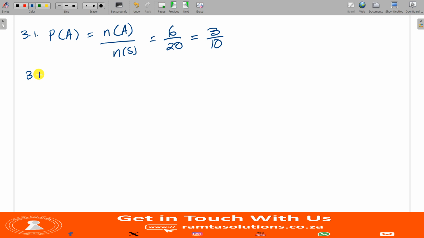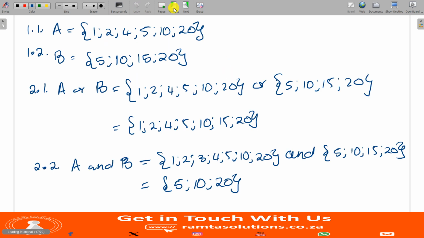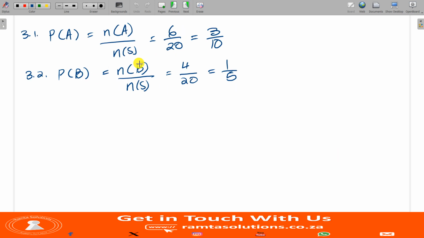Now 3.2 must be asking us for the probability of B. Remember, B is multiples of 5. If my memory serves me well, it'll be 4 over 20. This is 1 over 5. Let me go confirm. 1, 2, 3, 4. Oh yeah. Happy? Great. So you see, this is how you do it, guys.